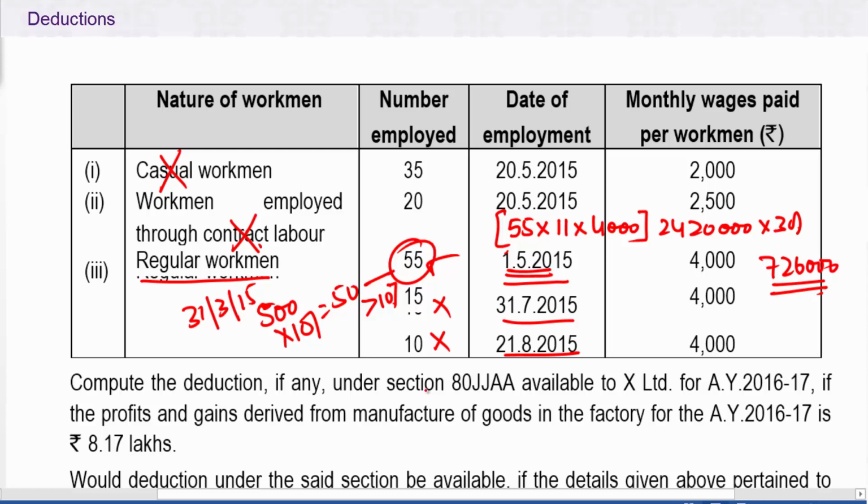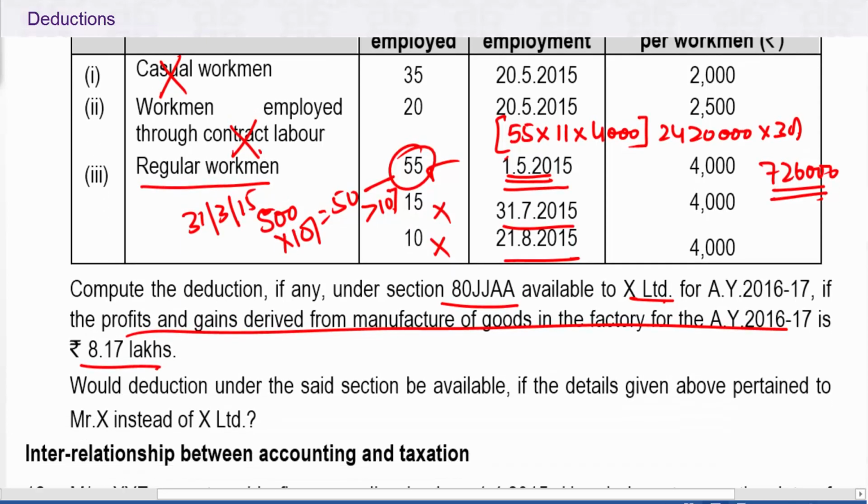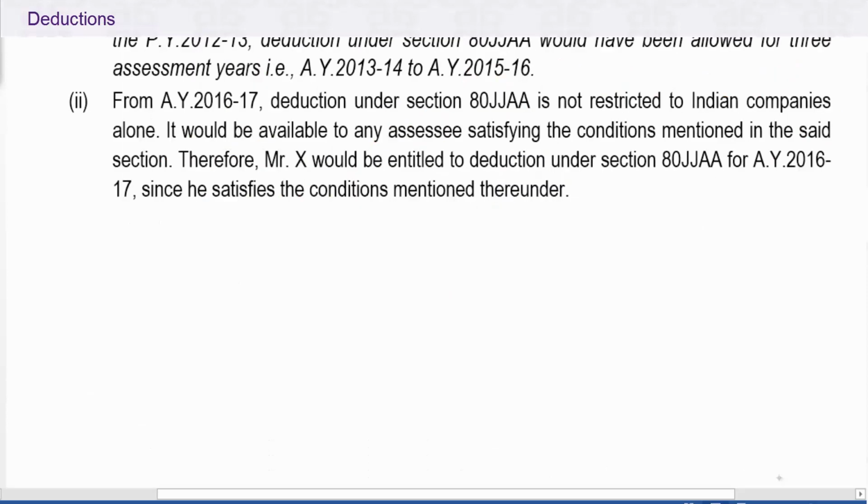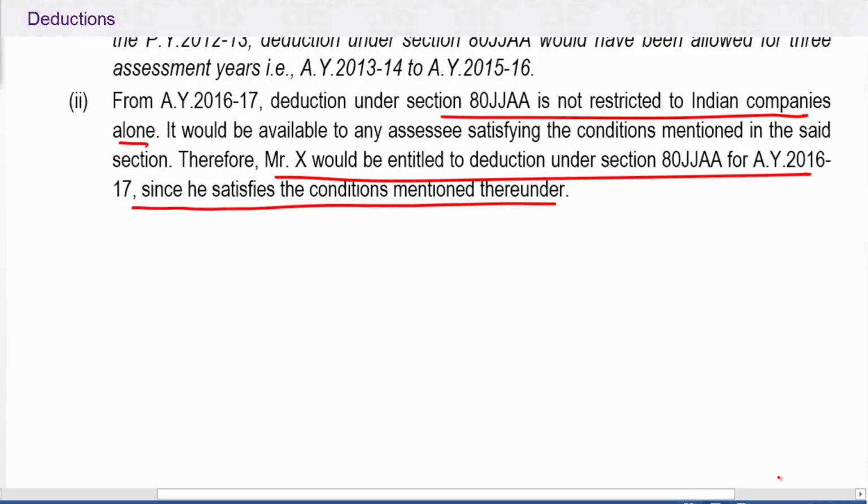He says compute the deduction, if any, under 80JJAA available to X Limited, if the profits and gains derived from manufacturing in the factory is 8.17 lakhs. Now that doesn't matter because we are not basing the deduction on the profits. Would the deduction under the said section be available if the details given above pertain to Mr. X instead of X Limited? So the answer, as we just discussed, is that the deduction is not restricted to companies alone. Therefore, Mr. X would be entitled to deduction since he satisfies the conditions mentioned hereunder.